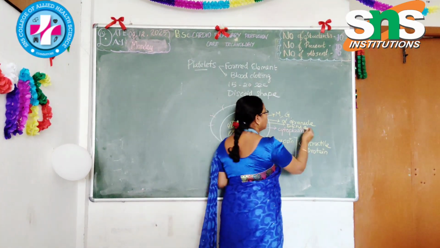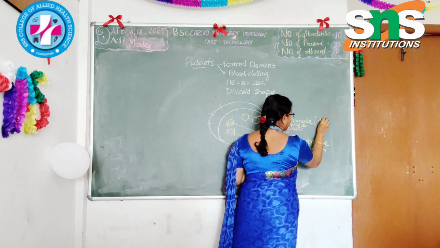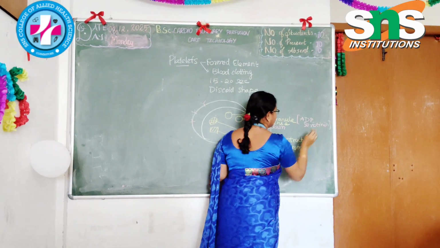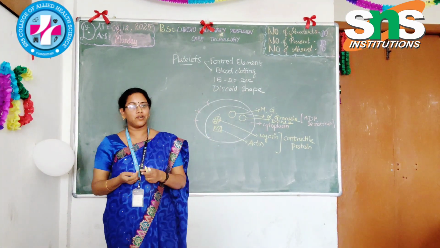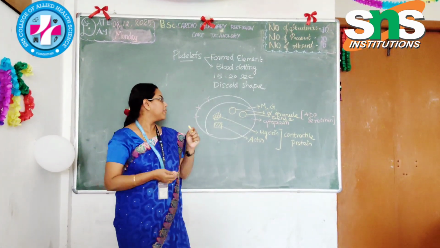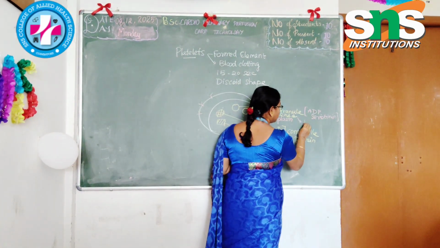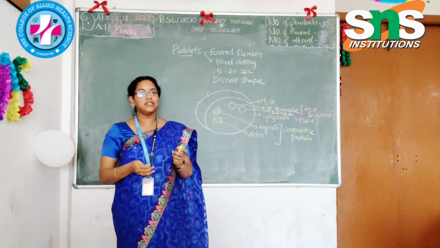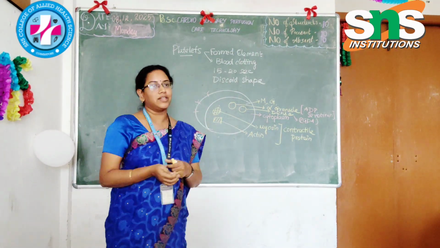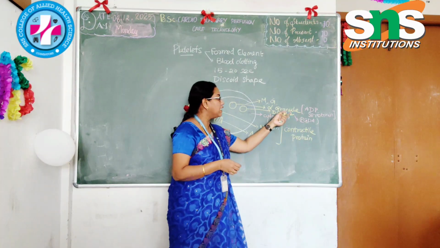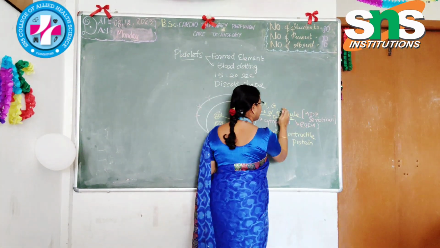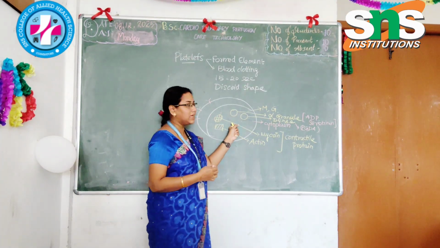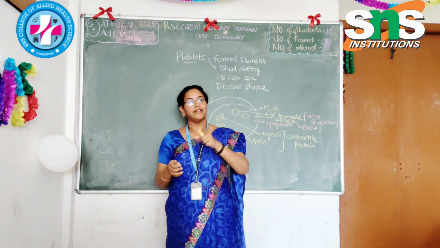These alpha granules will produce ADP and serotonin. These are the chemical signals. Likewise, the dense granules will also produce certain chemicals. What does this mean? It is a platelet growth activating factor. Like that, they will be producing certain chemicals. These are the chemicals secreted by these two granules. So once the platelet gets activated, these two granules will automatically release their contents into the blood.